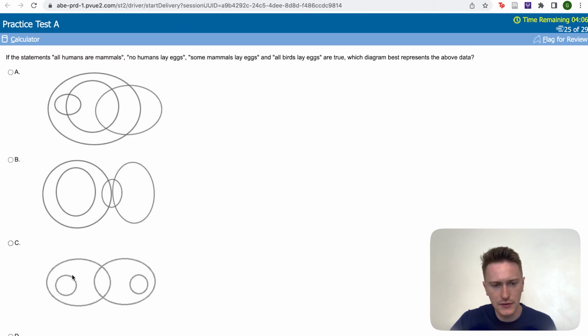The reason is all humans are mammals. This human circle is inside the bigger mammal circle. No humans lay eggs. So this circle must be eggs. It doesn't overlap with the human circle. Some mammals lay eggs. Indeed, it intersects with the mammal circle. And all birds are inside the egg circle because all birds lay eggs. So C seems to be correct to me.